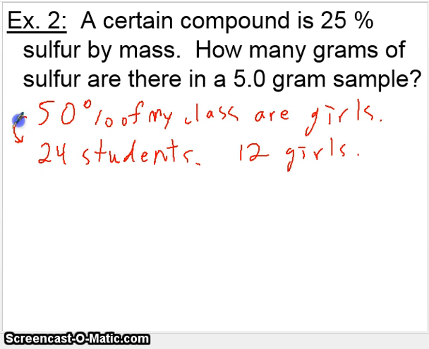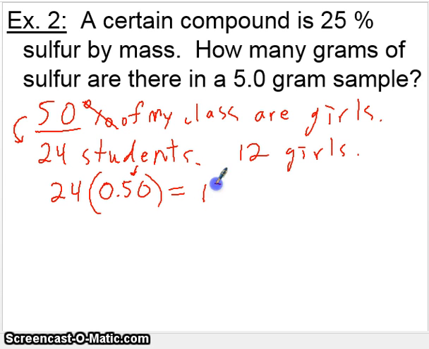So when you apply the 50% to 24, essentially you do 24 multiplied by 0.50. And the 0.50 is the ratio that came from the percent. You actually undid the percent. So if you remove the percent, that means you divide back by 100, you'll get to 0.50, or a half. A percent is simply a ratio multiplied by 100. And that's how we got the 12 girls.